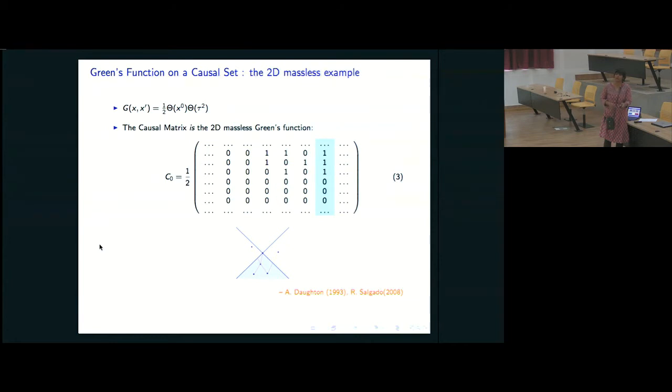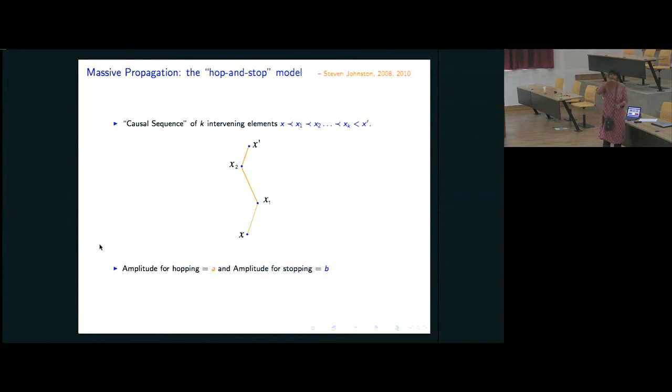Quite a lot of work was done on this, trying to invert it and so on, trying to construct a D'Alembert. But only relatively recently have people looked at the massive propagation. This is a model due to Stephen Johnston, where he said, well, we know what happens in the massless case. How do I model propagation in a causal set in the massive case? Yes, that we'll do in the 4D case. Sorry, I hope I have time for that.